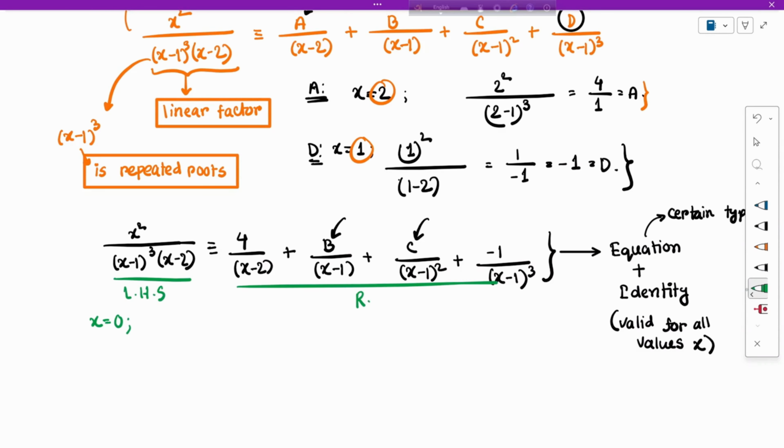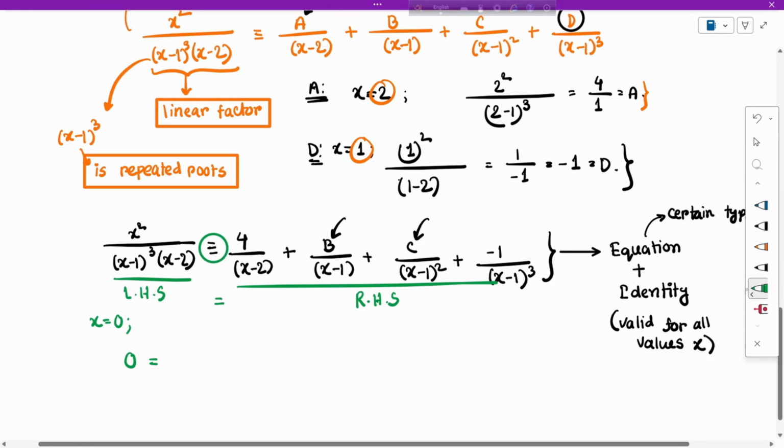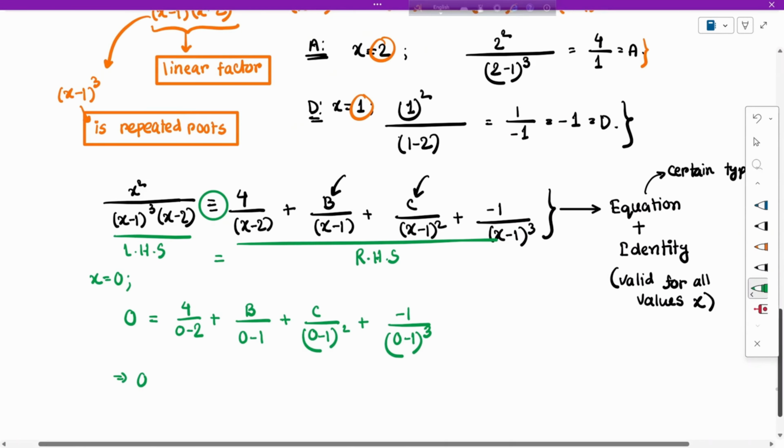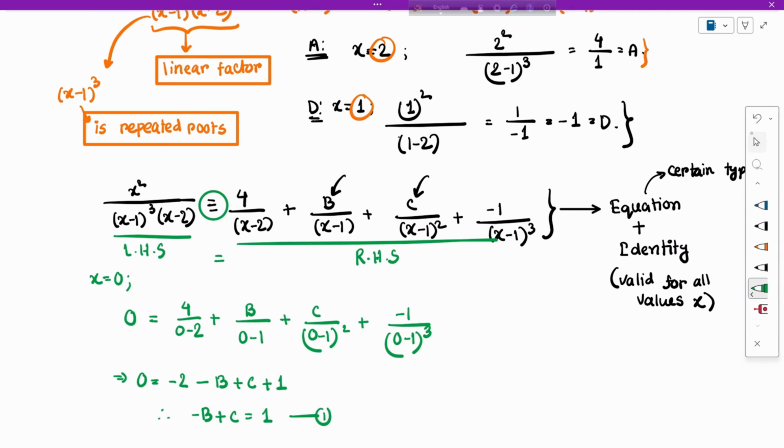and the right hand side of this equation is going to be valid because of the fact that this is an identity. So putting x equals 0 in the left hand side becomes 0, and the right hand side is going to become, okay, so this is the format of the right hand side. So we get negative 2. We get the first equation: negative b plus c. This is the first equation. All right, so this is equation number 1.